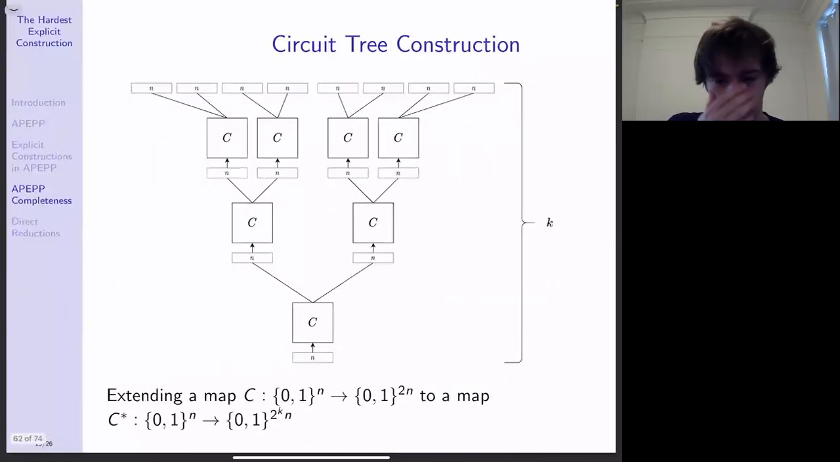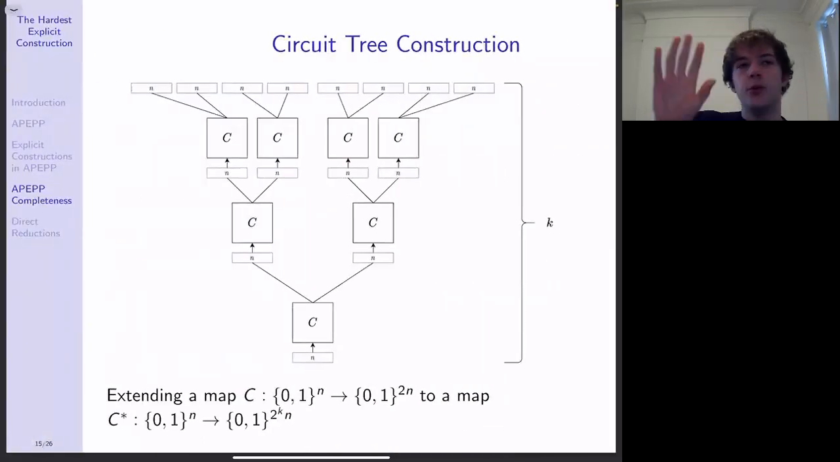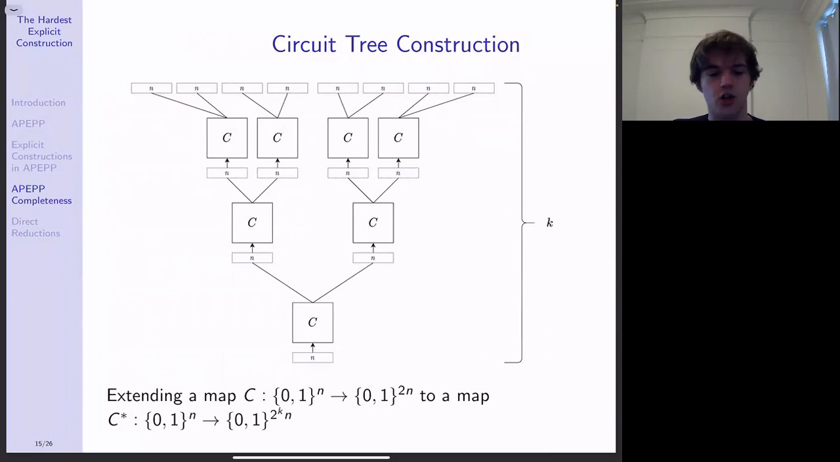The first step here is that we're going to iterate this function c into a tree of depth k. For some parameter k, we start with feeding n bits into c. That gives us 2n bits. Then each of those n-bit blocks can be fed again into another copy of c. And we can do this k times. This iterated function, which we'll call c star, is going to have n inputs and 2 to the k times n outputs, where k is some parameter that we're going to choose in a moment.